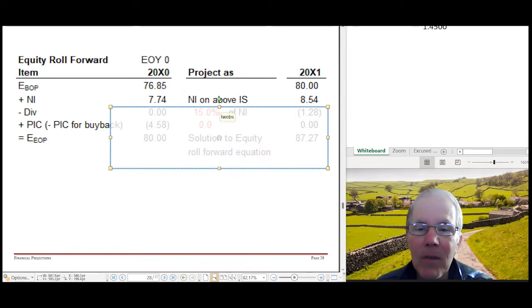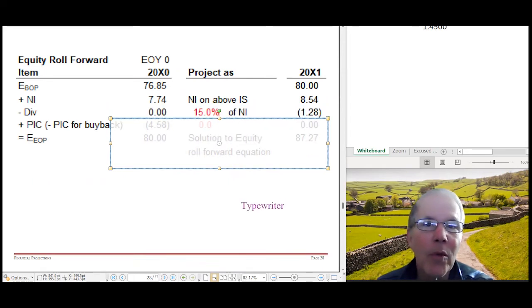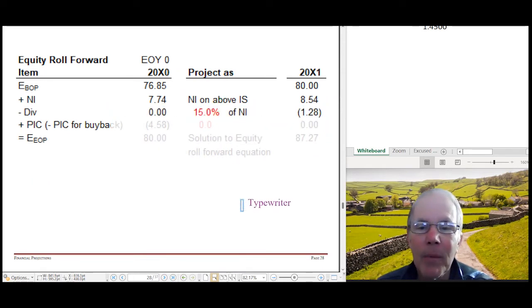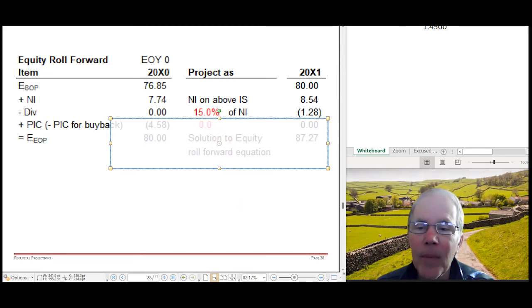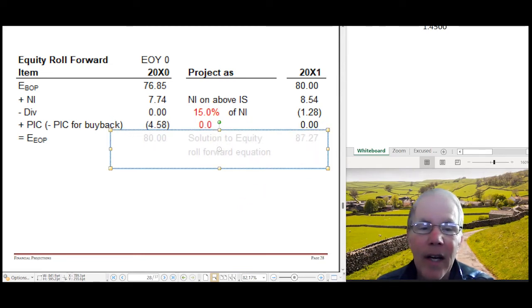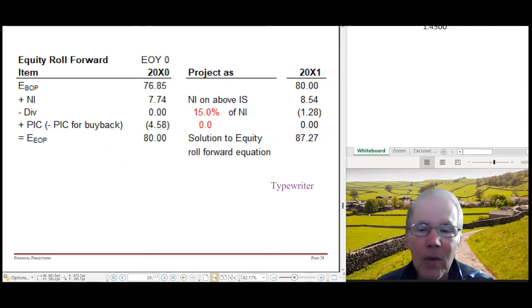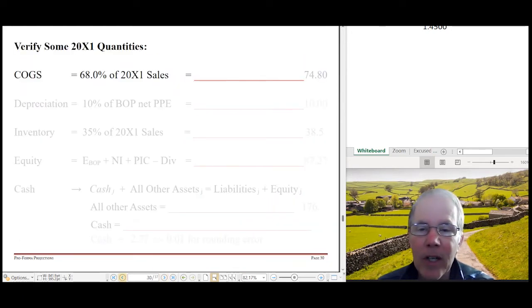And the dividend, that comes from the board, right? They're saying we want a 15% payout ratio, dividends equal to 15% of net income. So that'll be 1.28 million. All right. And the board says no changes to paid in capital. And now we know all of these numbers. We know everything except for equity end of period, but we know that 80 plus 8.54 minus 1.28 plus 0 equals, it's really true, 87.27. Maybe plus or minus a little bit for rounding error.